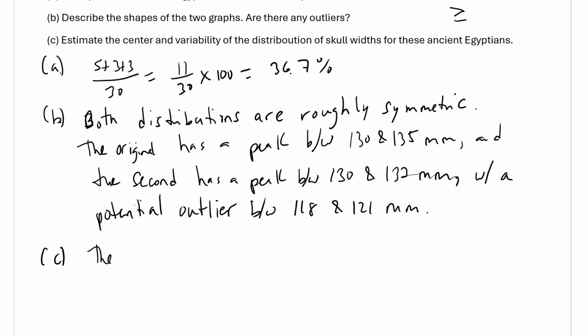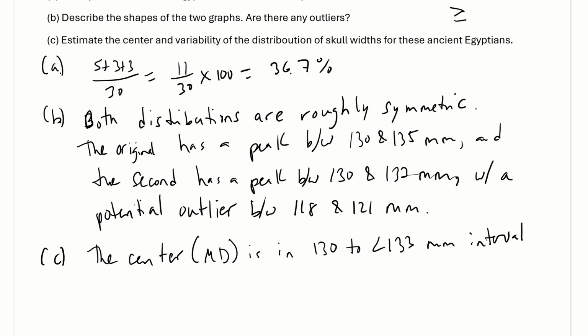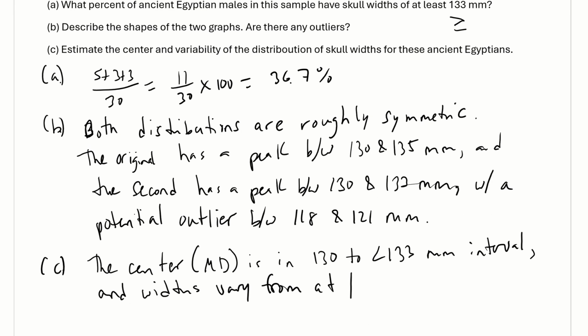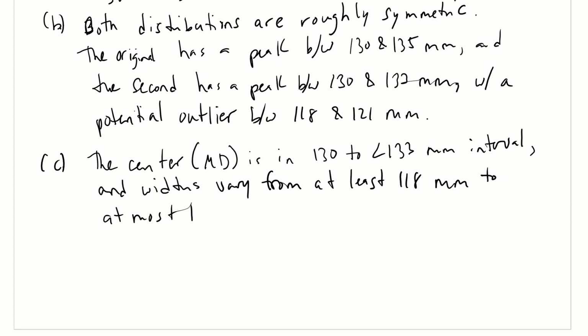So the center, in this case the median, is in the 130 to less than 133 millimeters interval or group, whatever you want to call it. And now let's look at the spread, the variability. The widths vary from at least 118 to at most 142. All right, there you go.